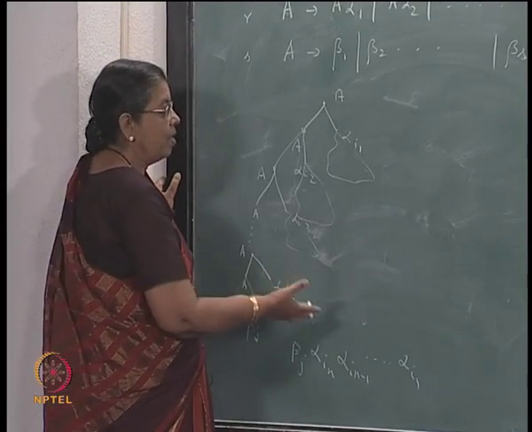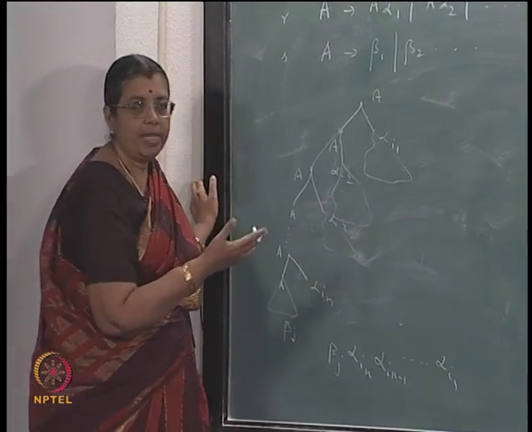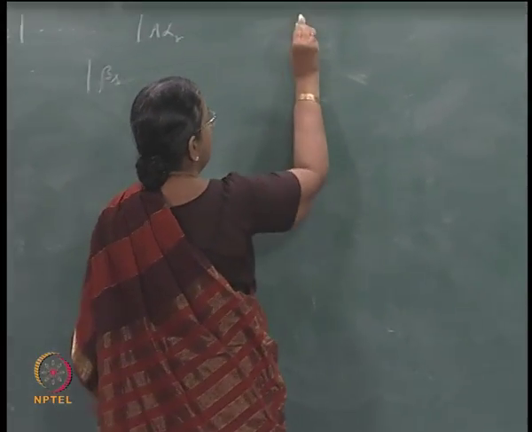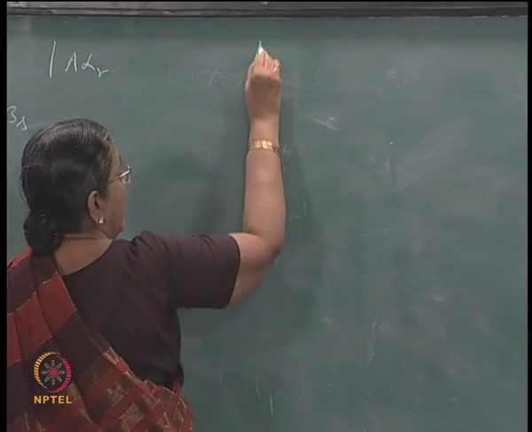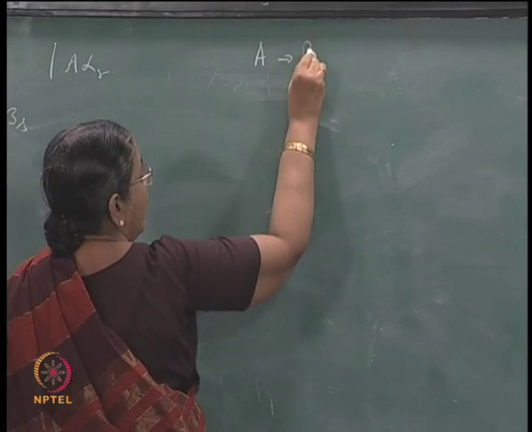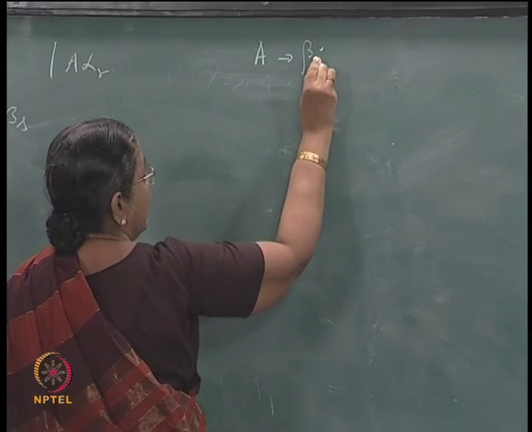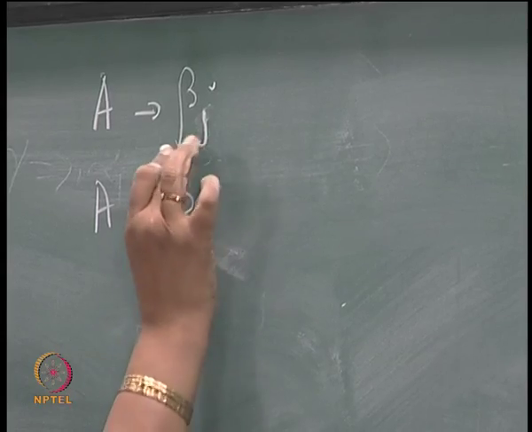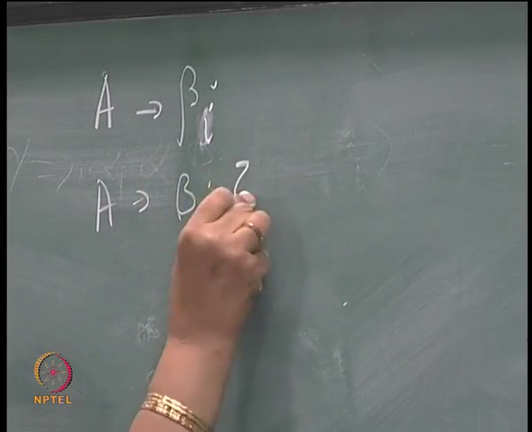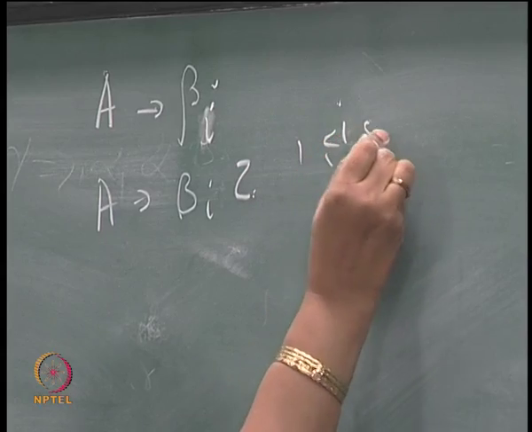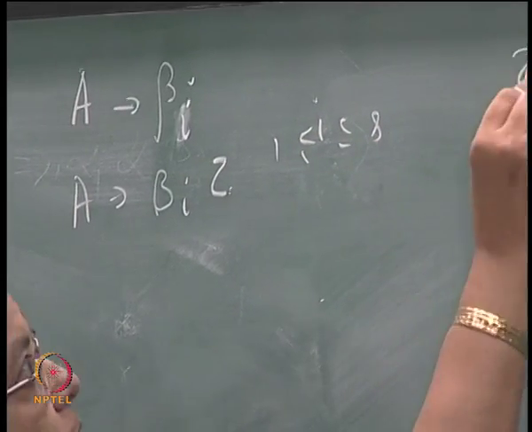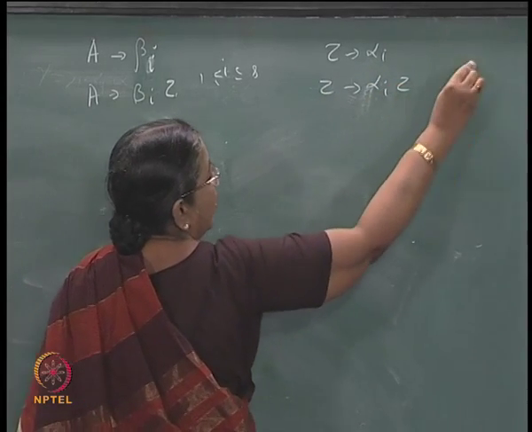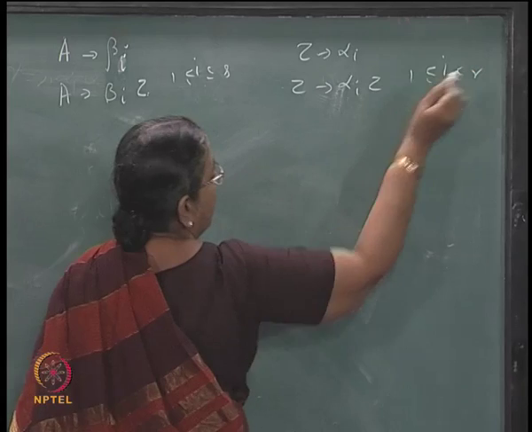Now the same string you must be able to derive with the replaced rules. What are the rules which you have replaced? A goes to beta j, A goes to beta j Z, where I varies from 1 to s, then Z goes to alpha I, Z goes to alpha I Z, where I varies from 1 to r.